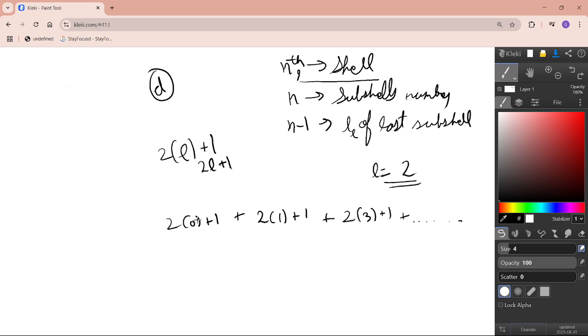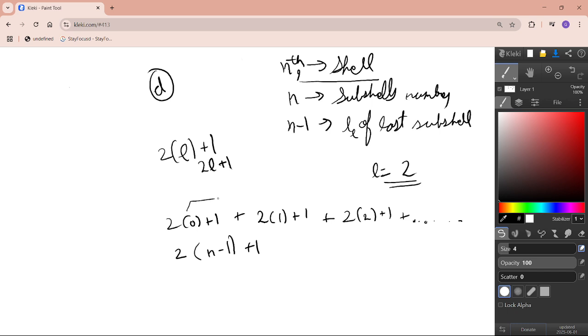Here we're increasing the azimuthal quantum numbers by 1, so 0, 1, sorry, 2, it should be 2. So we are increasing them by 1 and we are starting from 0. The last azimuthal quantum number for this whole series will be what? n minus 1, plus 1. Now we just have to simplify.